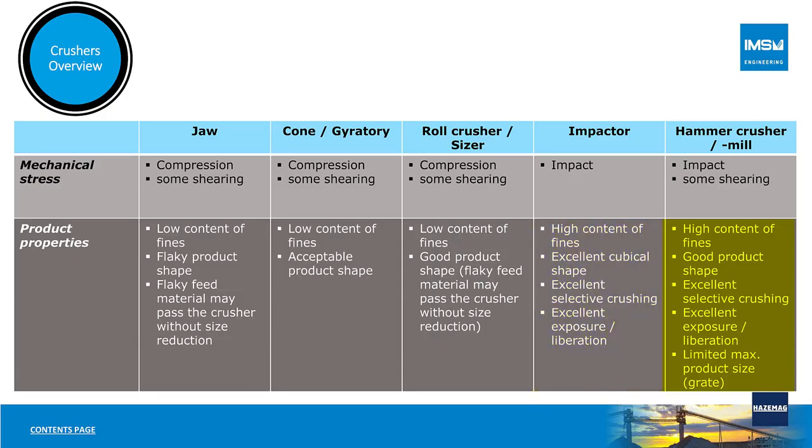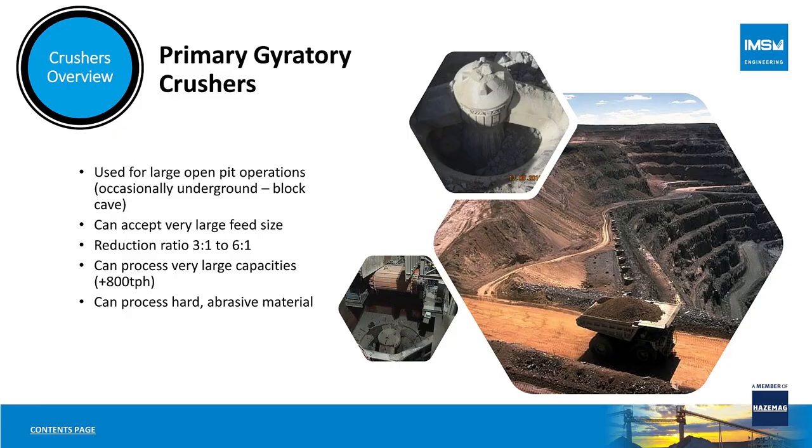Hammer mills have the additional advantage that, due to the fact they have a grate installed on the outlet, you can limit the maximum product size. Moving on to primary gyratory crushers. Primary gyratory crushers are generally used in large open pit operations and occasionally underground, more specifically in block caving or mining applications. They're designed to accept very large feed sizes where the feed material is hard and abrasive and can operate at reduction ratios of between 3:1 and 6:1.